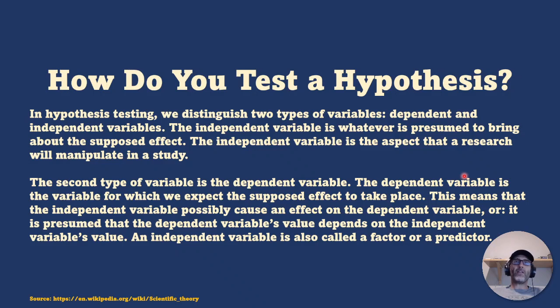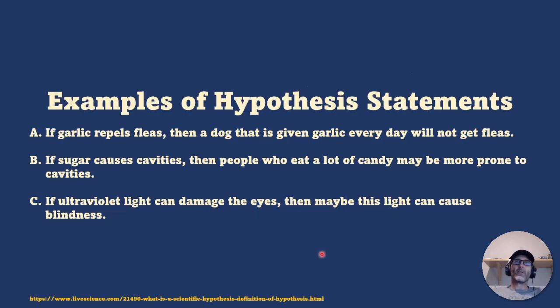This means that the independent variable possibly caused an effect on the dependent variable, or it is presumed that the dependent variable's value depends on the independent variable's value. An independent variable is also called a factor or a predictor.